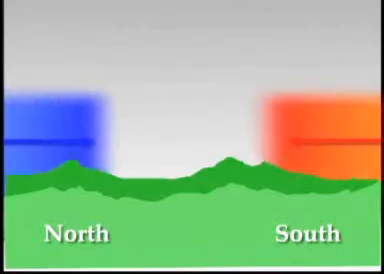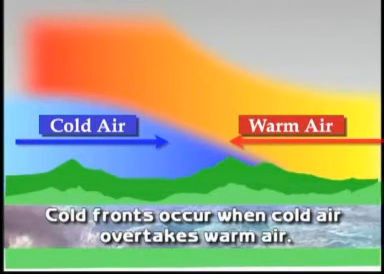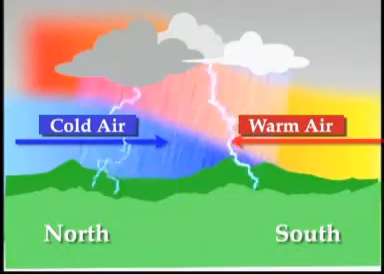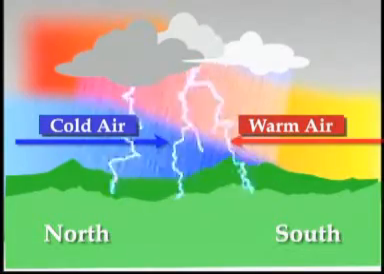If the cold air mass overtakes the warm air mass, it's known as a cold front. The cold air is heavier and pushes the warmer air, making it rise. As the warm air rises, it cools, and any moisture will condense. Clouds will form and release a narrow band of precipitation, often in the form of a thunderstorm.